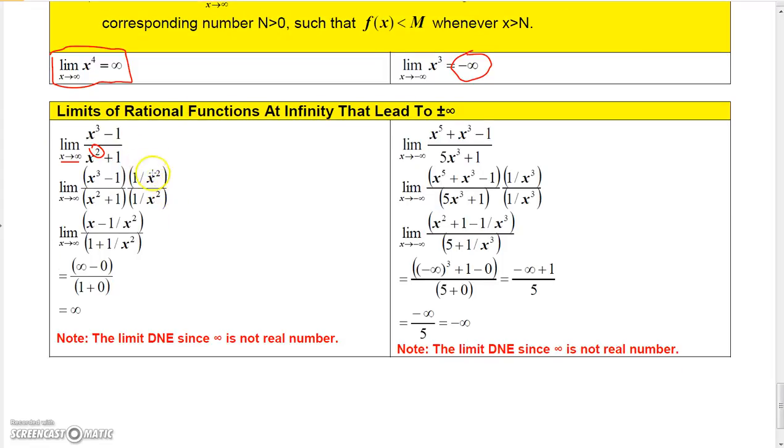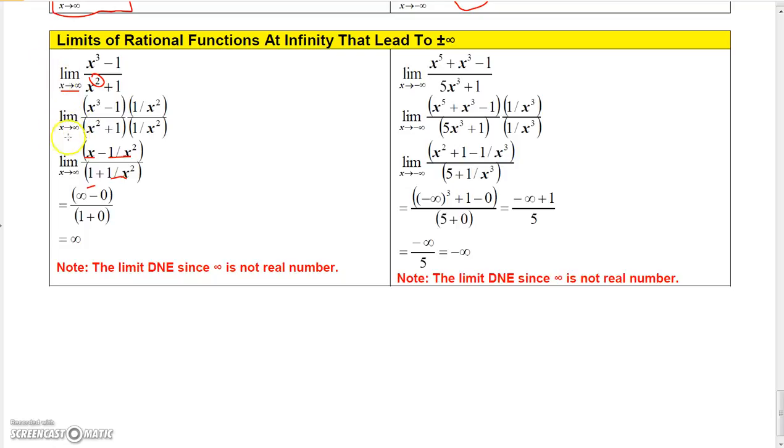It's the same thing. If I divide x cubed by x squared, I get x. If I divide minus 1 by x squared, I get minus 1 over x squared. If I divide x squared by x squared, I get 1. If I divide 1 by x squared, I get 1 over x squared. Now, if you take the limit of these, the top, as x goes to infinity, is going to be infinity, but remember, this goes to 0 and this goes to 0. So you're going to get infinity minus 0 over 1 plus 0, which is really just infinity over 1, which is infinity.